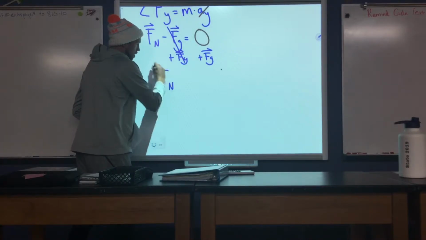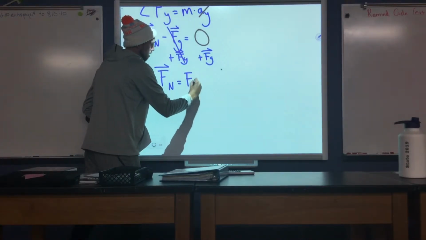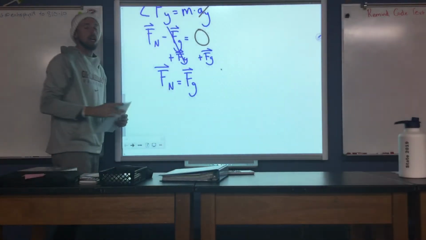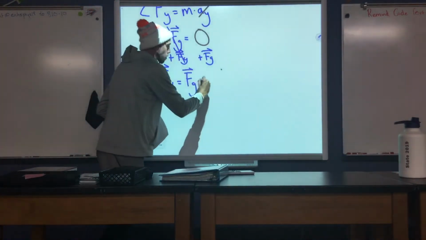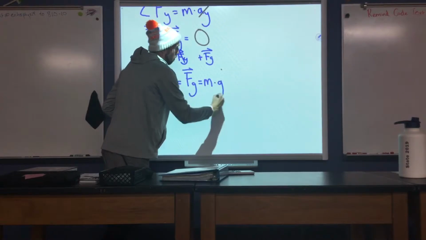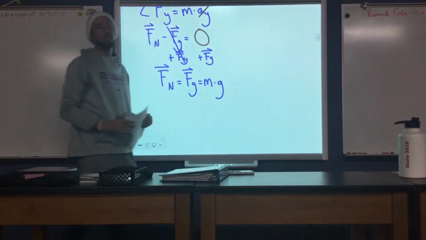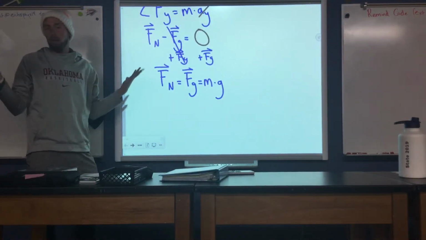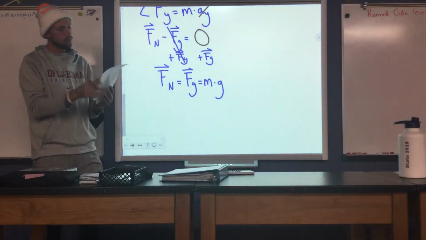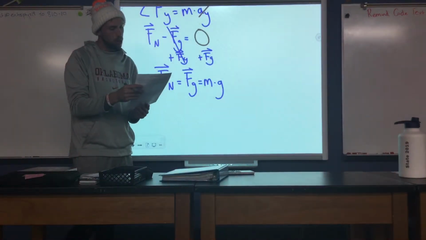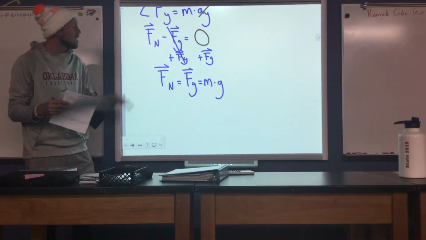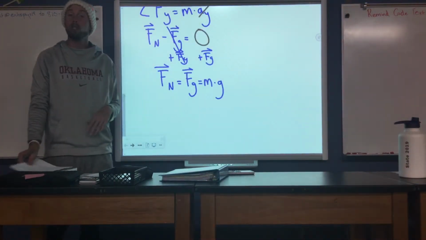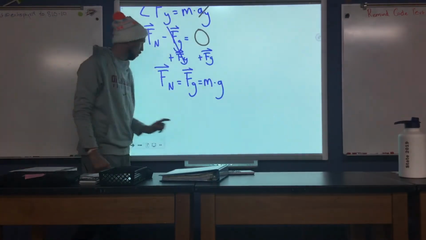Fn is equal to our force of gravity. And we know, according to the equations that we've been dealing with, that our force of gravity is equal to the mass of our object multiplied by acceleration due to gravity for the planet that we're on, which here is the Earth. So this is now getting us down to parts D and E. We now need to solve for our force of gravity, which will then tell us our normal force.